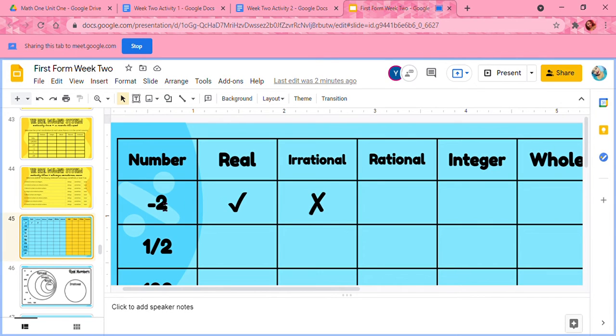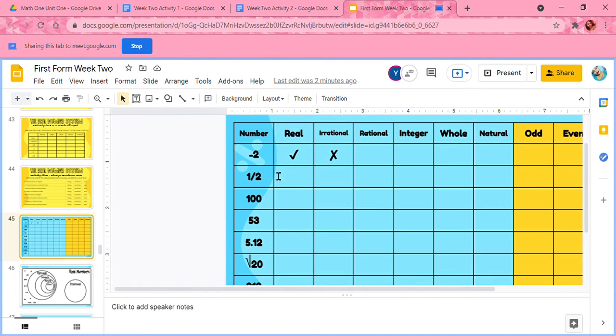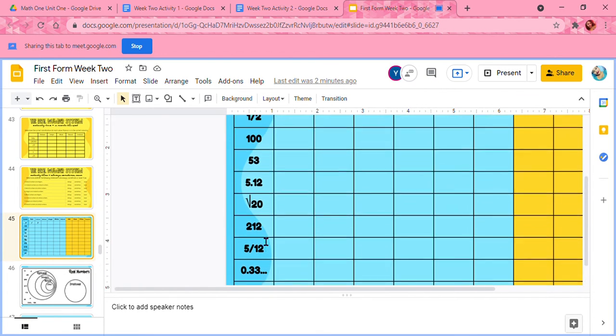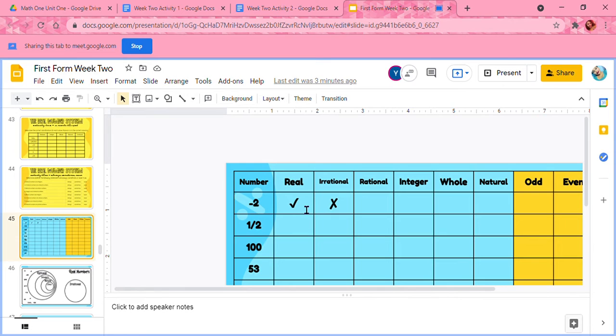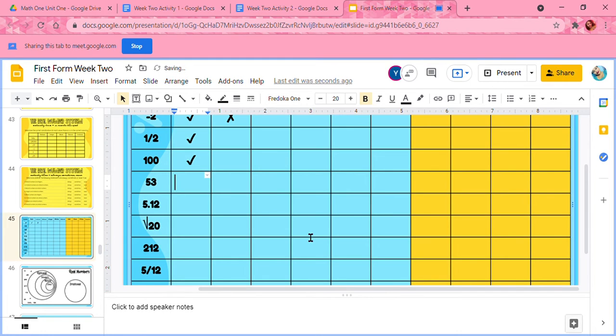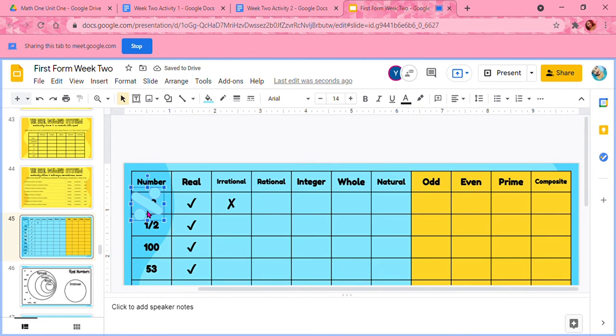My first number is -2. Before you do anything, this is what I suggest. All of these numbers are what kind of number? Real numbers. Very good. So under real, all of them should have a check mark. You're not going to skip anyone, because all of them are real numbers. All right?